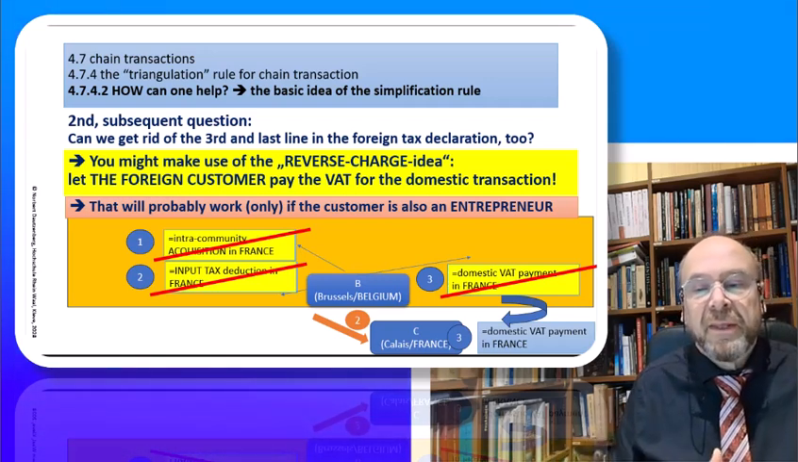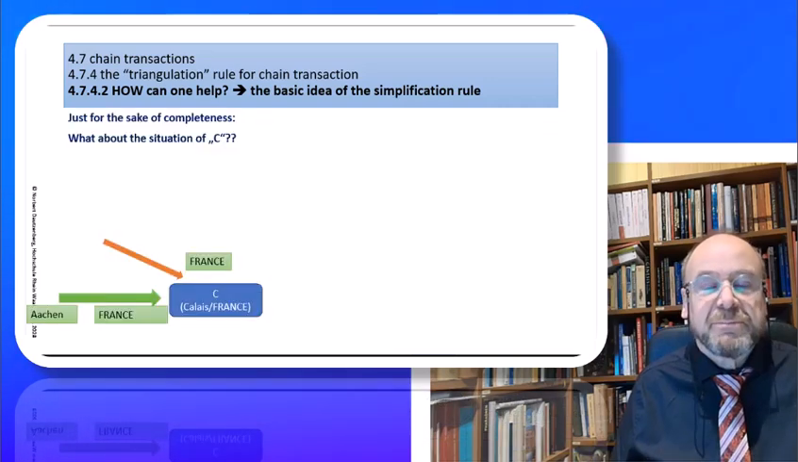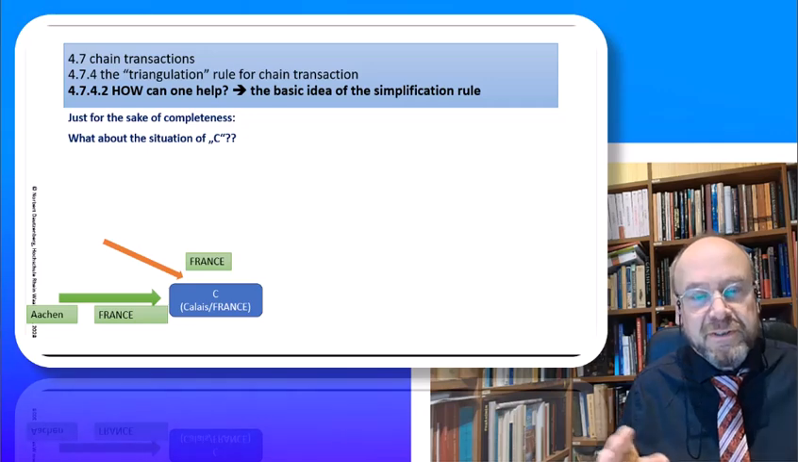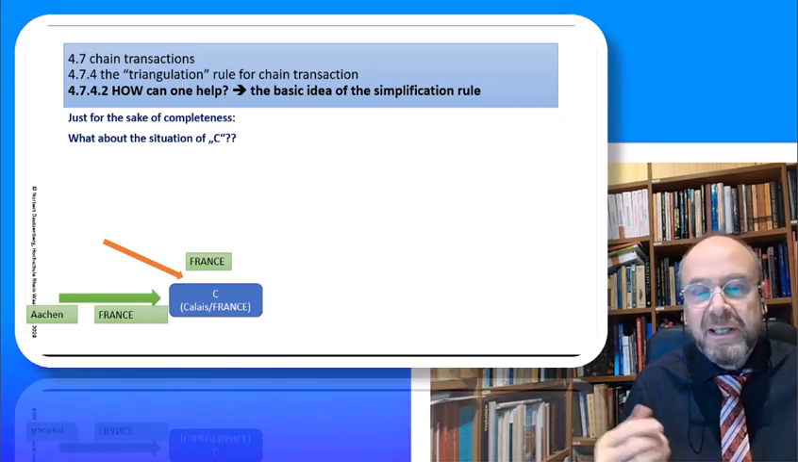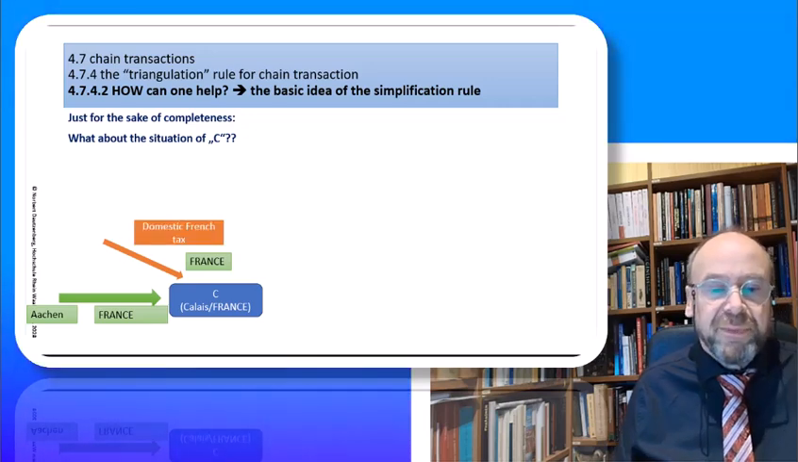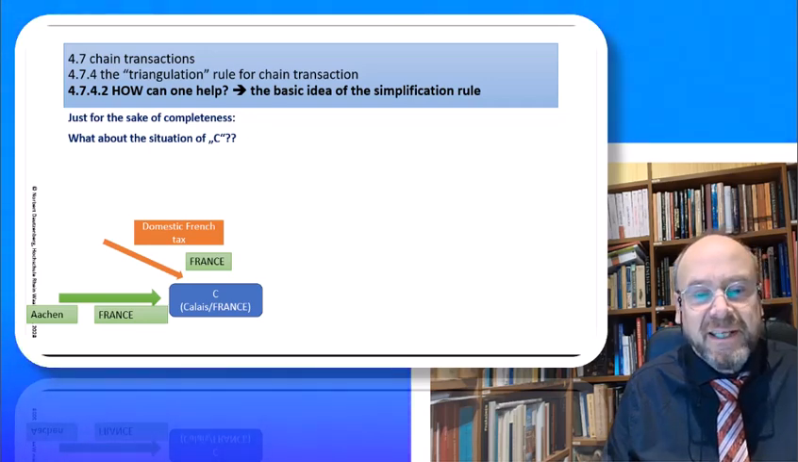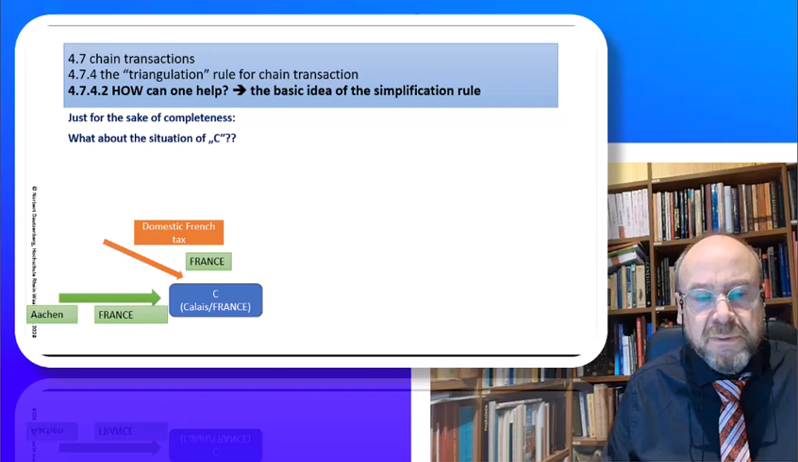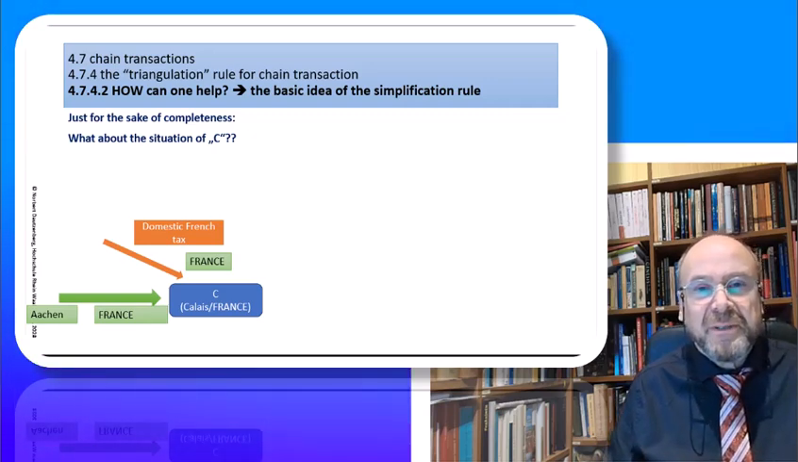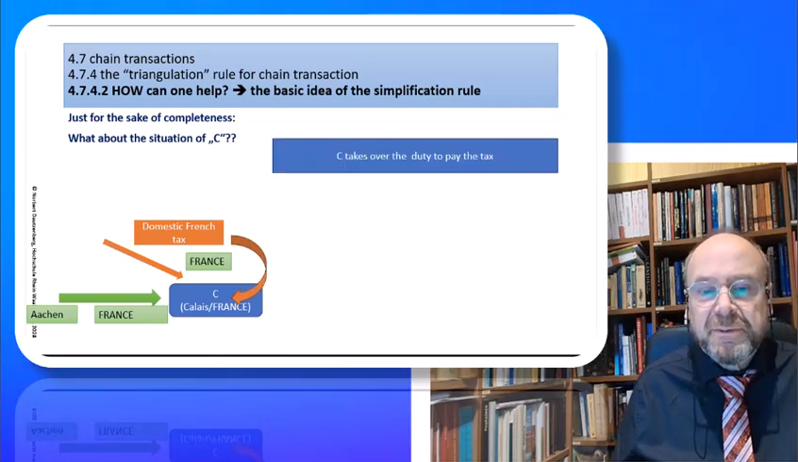Everything's fine for him. The only problem which is left over is probably, does it affect the situation of C in some inconvenient way, and how can we check the whole thing? So if you look at C, he gets something which comes from Aachen, but it's a domestic case because it has already been in France when he acquires it. So we just talk about domestic French tax, and he is called up to pay it.